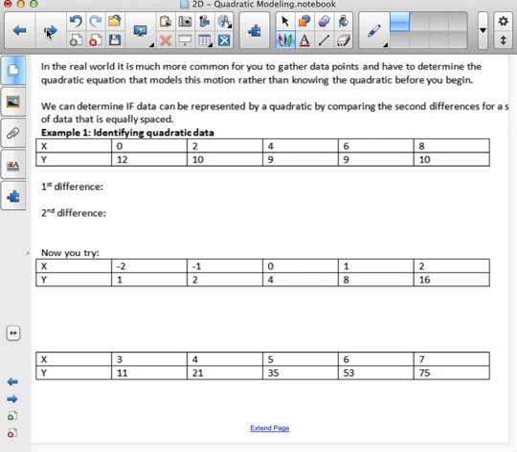So quadratic data is a little bit different than linear data, but we can determine if data is represented by a quadratic by looking at those second differences. With linear data, we can look at the first differences. All we have to do is subtract the y's once, and we'll get a consistent difference, a common difference. But now we're going to find the second differences.